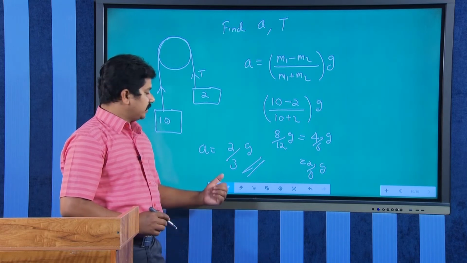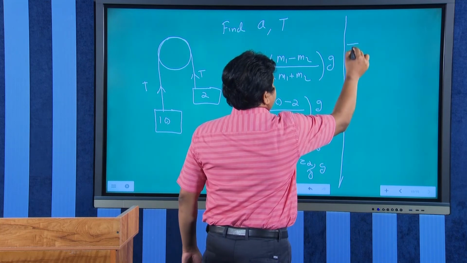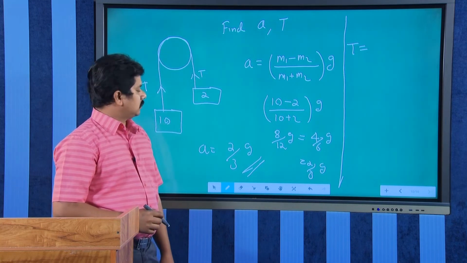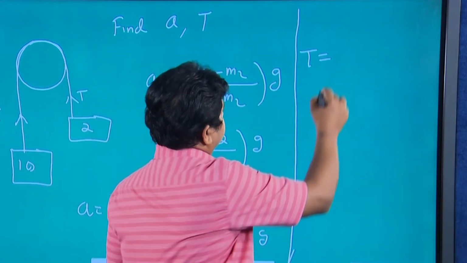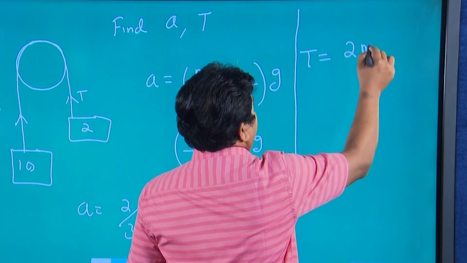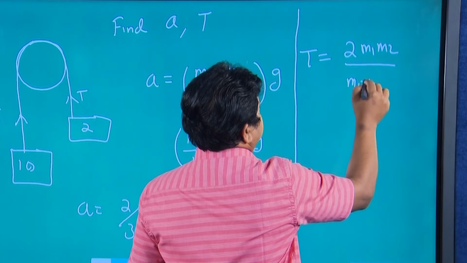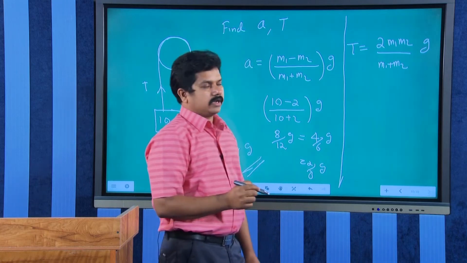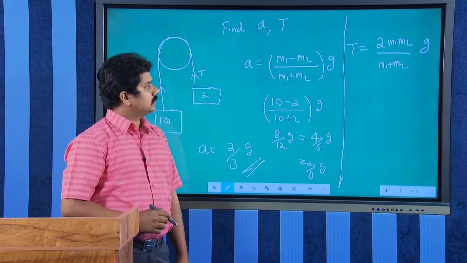Now, we need tension. So, what is the expression for tension in the string? T equal to 2 m1 m2 by m1 plus m2 into G.